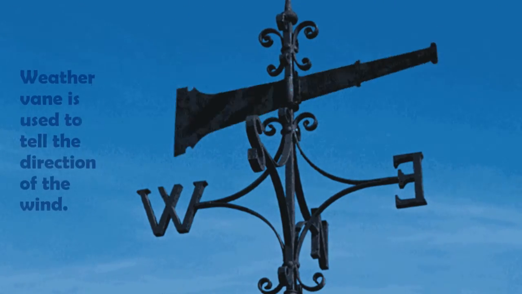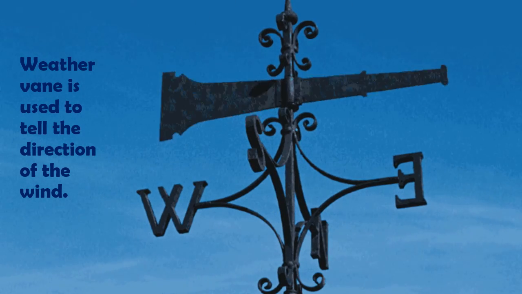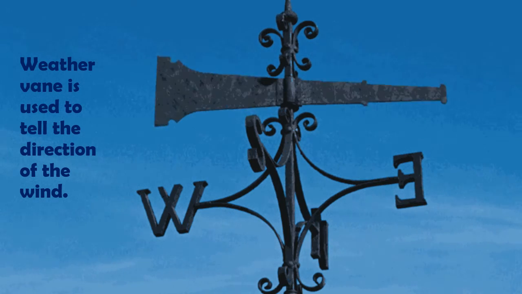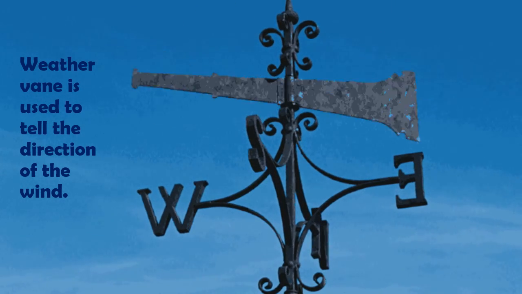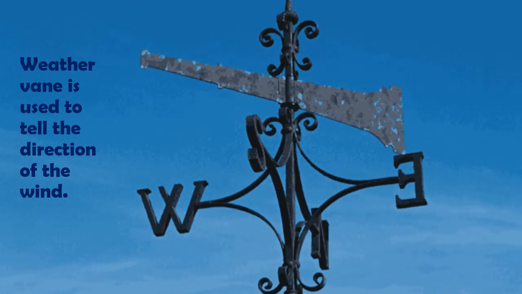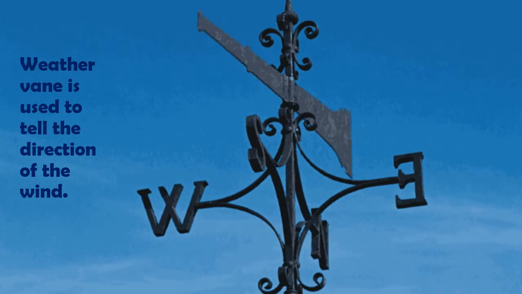So here is another instrument, weather vane. Weather vane is used to tell the direction of the wind. Weather vane, also known as wind vane, is an instrument used for showing the direction of the wind. The weather vane points towards the source of the wind.